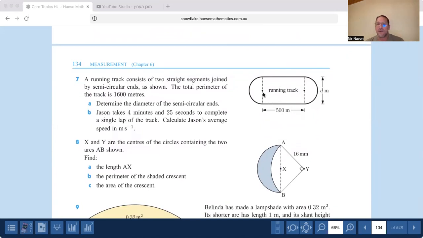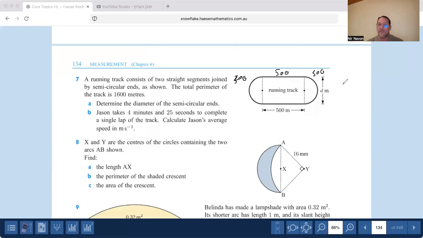Okay, a running track consists of two straight segments joined by semicircular ends, as shown. The total perimeter of the track is 1600 meters. So that would be also 500, as this is 500. Together it's 1000. This means that each arc here is 300, because altogether it's 1600. Determine the diameter of the semicircular ends.